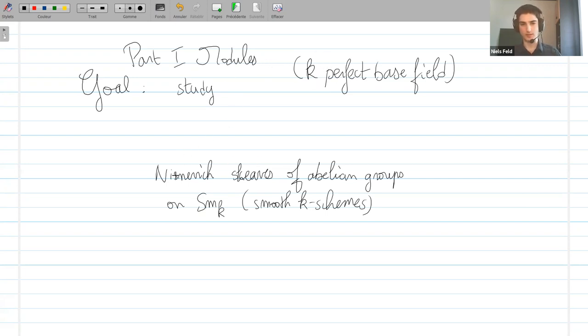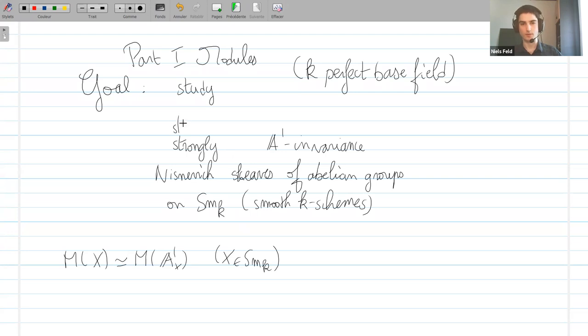So I would like to study Nisnevich sheaves of abelian groups on the smooth schemes. And moreover, obviously I'm doing A1 homotopy, so I would like some A1 invariance property. So something like this. I think you all know what I mean, for any smooth scheme. And moreover, I also need to add some more assumptions, especially if I work with sheaves. I would like to study strictly or strongly A1 invariant sheaves.